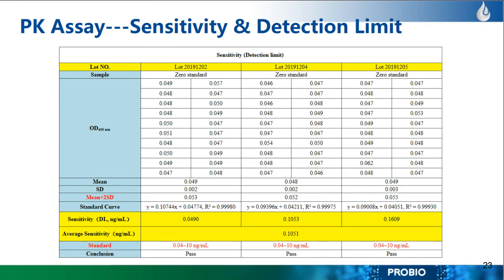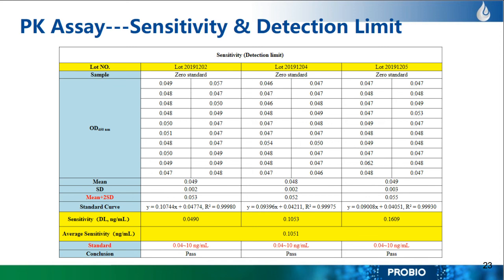In establishment of the PK studies, we need to determine the sensitivity and detection limits. So how is the sensitivity calculated? First, we need to take an average of the 20 repeat OD values at 0 concentration and calculate the standard deviation. Then we substitute the mean value plus 2 times the standard deviation into the standard curve to get the final calculated concentration.